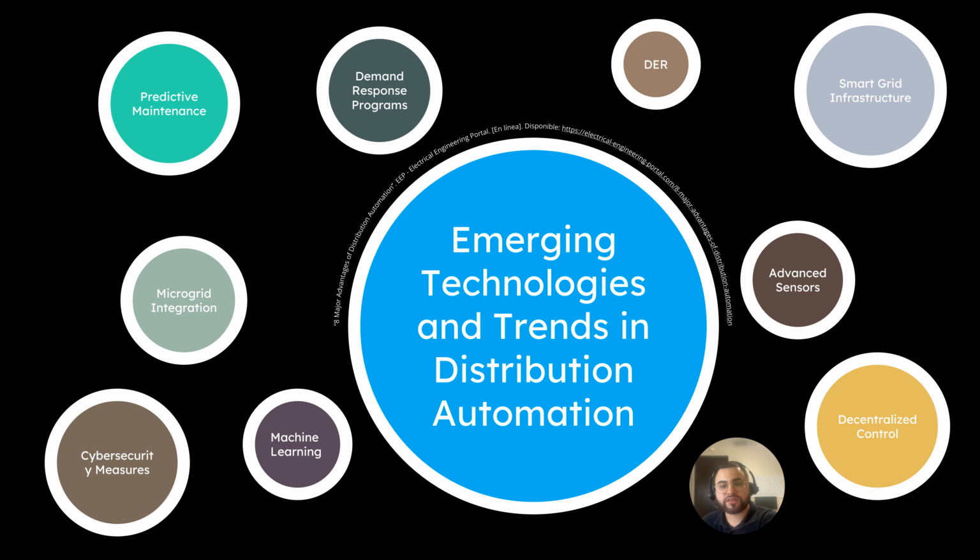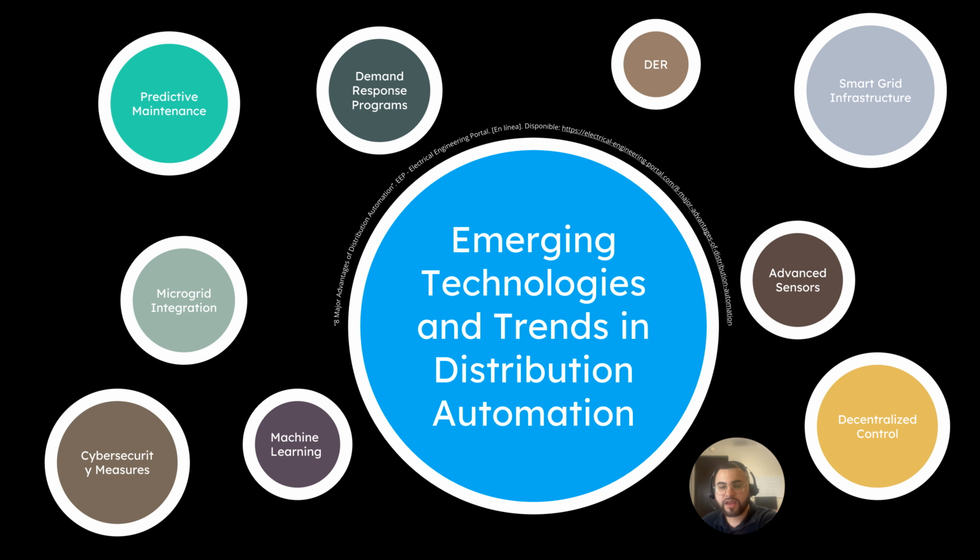Smart grid infrastructure. At the core of the smart grid, automation integrates advanced sensors, communication networks, and technologies. Smart grids enable efficiency, load management, and foster energy efficiency.